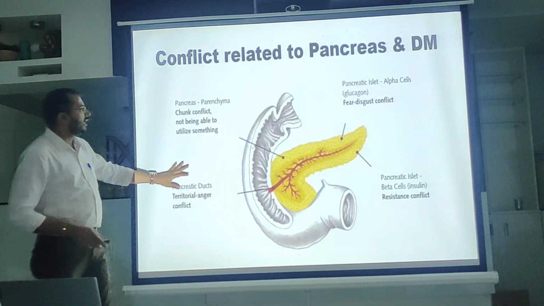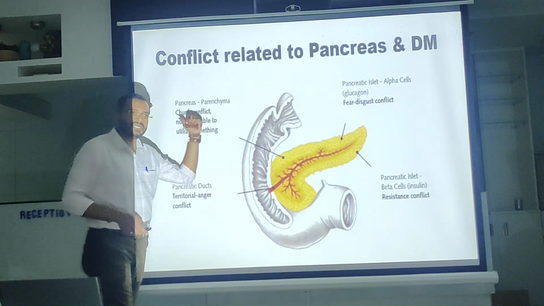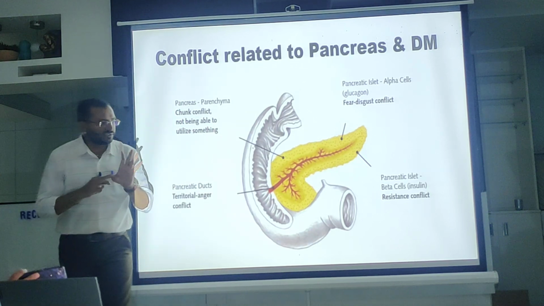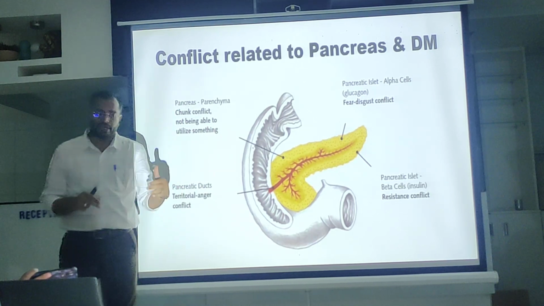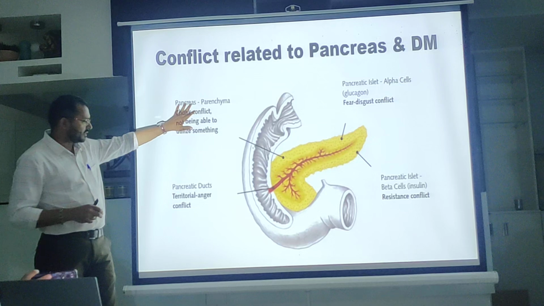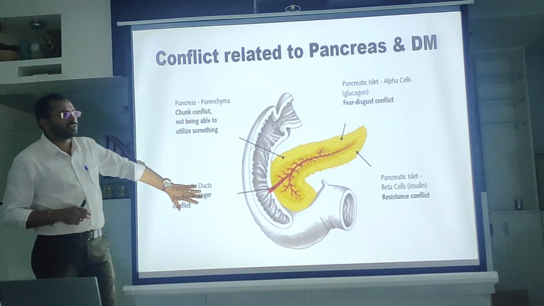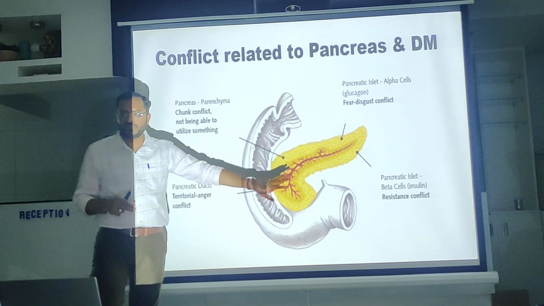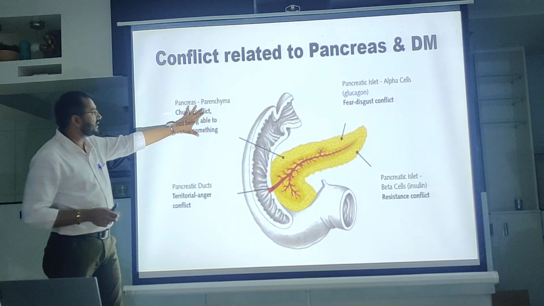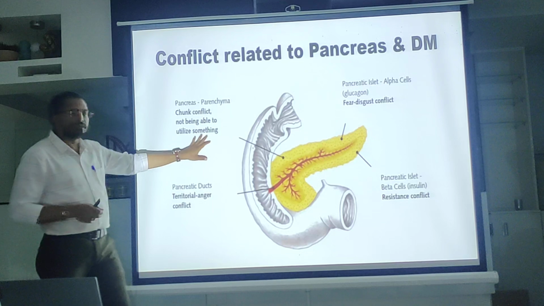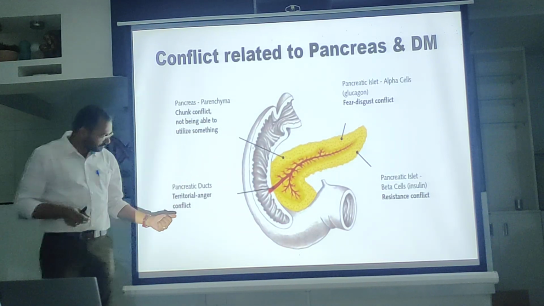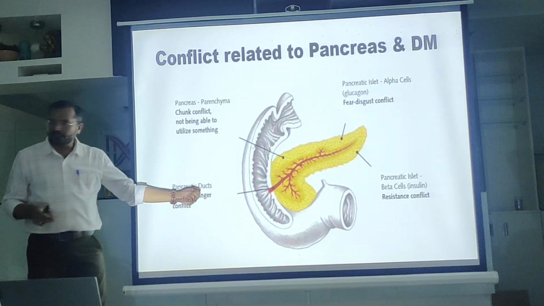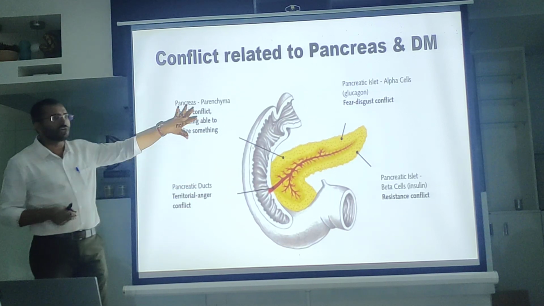Regarding the conflict related to this, I said that the pancreas has two functions. One is the endocrine function and one is the exocrine function. The exocrine function helps the digestive process. For the digestive process the conflicts are different, whereas for the endocrine function the conflicts are different. In the digestive process the conflict is the chunk conflict, not able to utilize something, that is the parenchyma, and the territorial anger conflict leads to pancreatic duct dilatation. So that is the exocrine function.